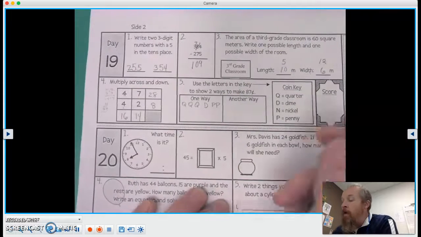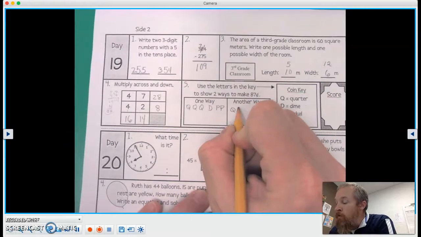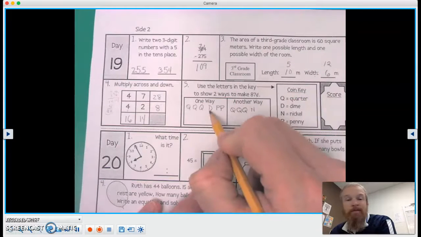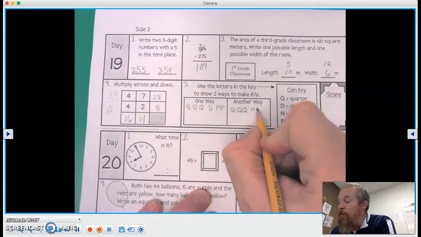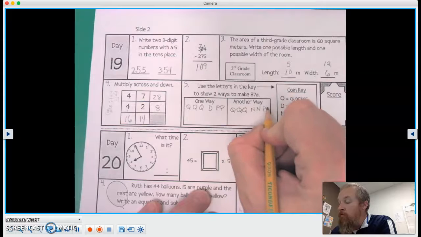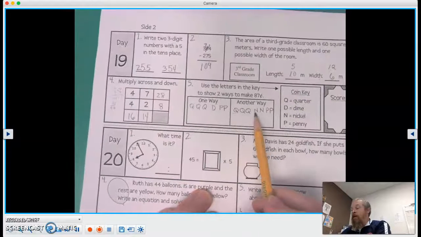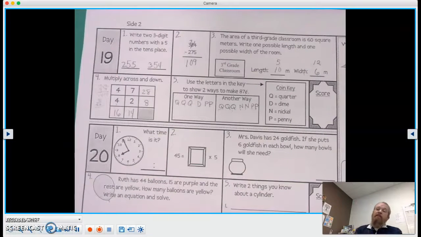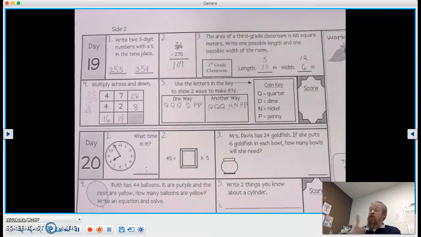Okay? Or I could go quarter, quarter, quarter, and then just substitute 2 nickels for the dime. Nickel, nickel, penny, penny. So 75, 80, 85, 86, 87. There's other ways to do it. As long as we have 87 cents when you count it out, that's what matters most.